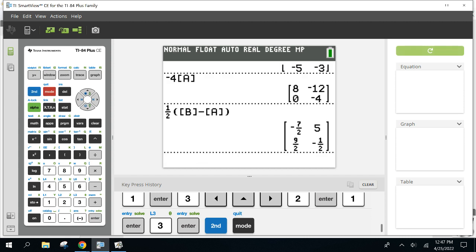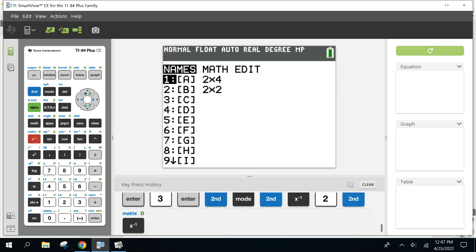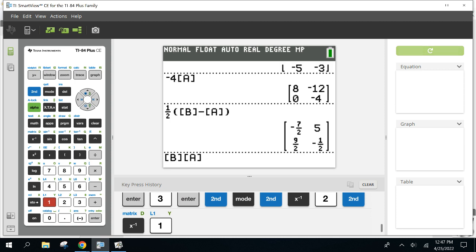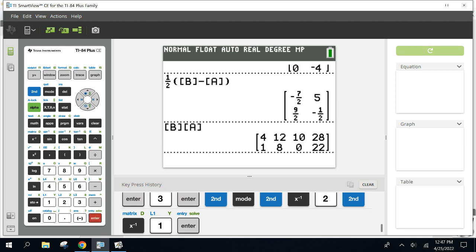Clear out when you're done making matrix A and B. Clear out and just do B times A for me now. So go back, pull up matrix B. You can put the multiplication symbol in between. It's not needed. Times A. And all that row times column business, there it is, done for you.